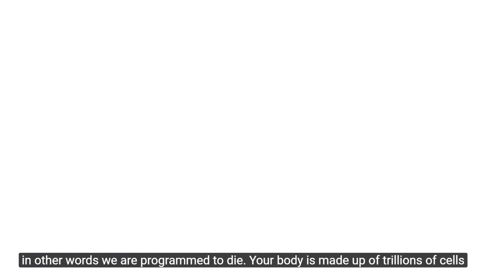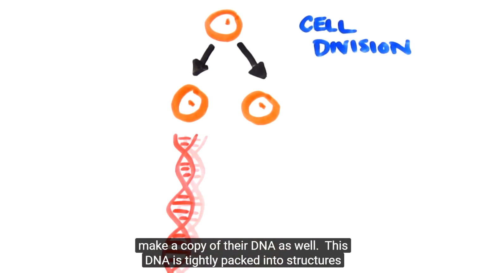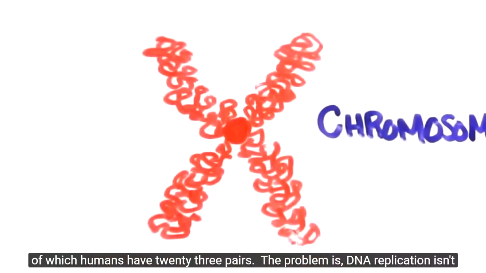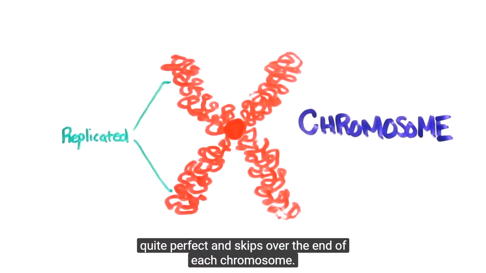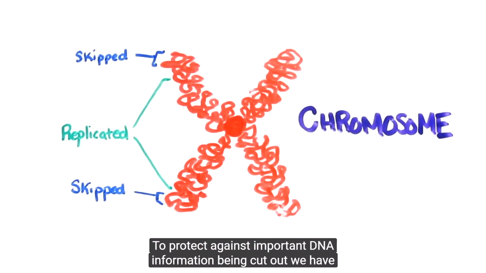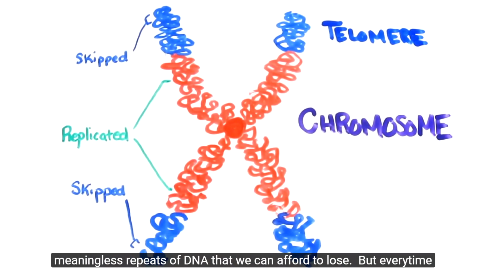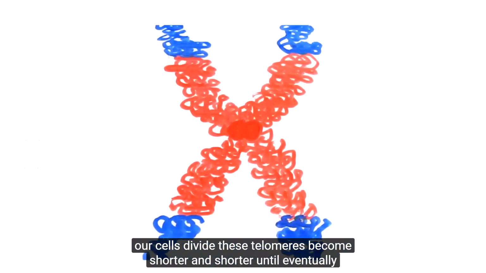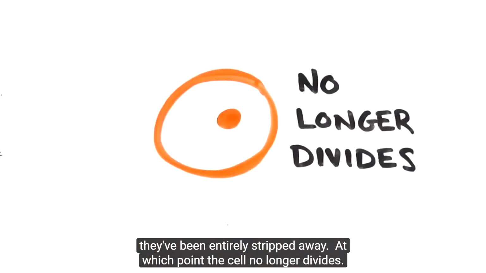Your body is made up of trillions of cells which are constantly going through cell division, and every time they divide, they make a copy of their DNA as well. This DNA is tightly packed into structures called chromosomes, of which humans have 23 pairs. The problem is, DNA replication isn't quite perfect and skips over the end of each chromosome. To protect against important DNA information being cut out, we have something called telomeres on the end of chromosomes, which are essentially meaningless repeats of DNA that we can afford to lose. But every time our cells divide, these telomeres become shorter and shorter until eventually they've been entirely stripped away, at which point the cell no longer divides.